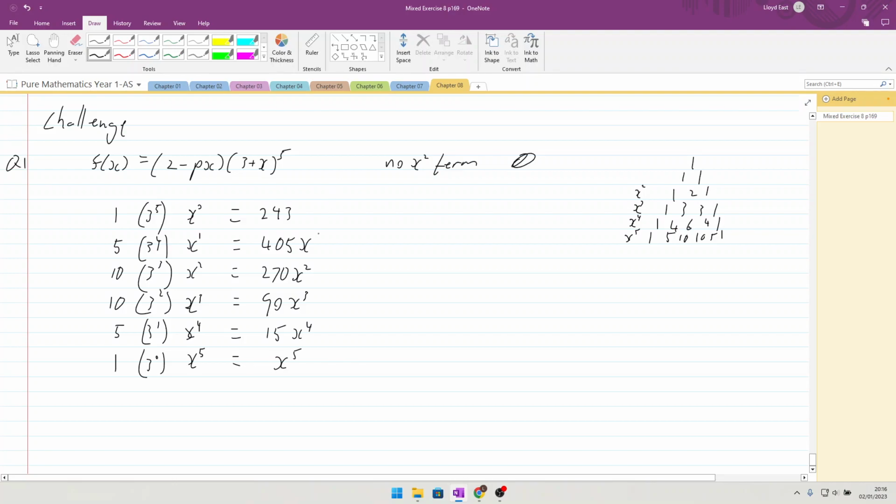Now each one of these terms still needs to be multiplied by 2 minus px, okay, which will obviously give us a double of it, multiplying it by 2, and also it will give us an increased value of the power of x, because it's multiplied by px.